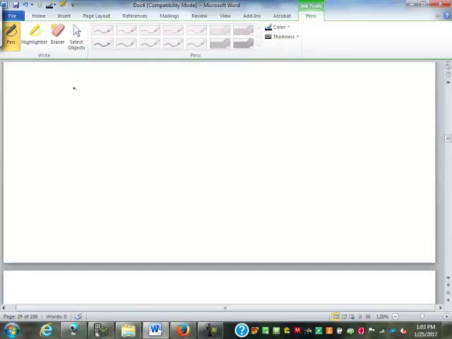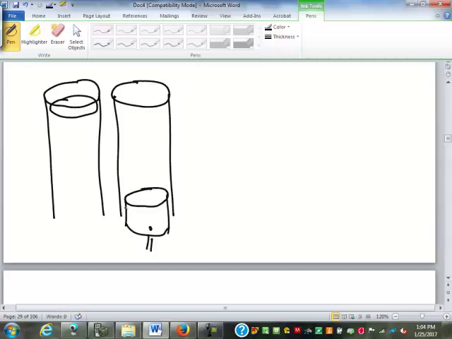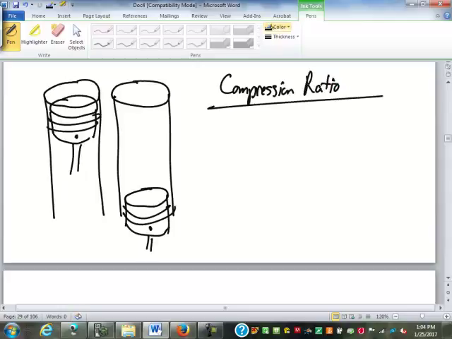I'll do one more mechanical one here before we move on. We're really going to stretch my artwork now. Any guesses? Pistons. We're going to look at compression ratio. Compression ratio is the expanded volume over the compressed volume. So the expanded volume is bottom dead center, the largest volume above the top of the piston in the cylinder that you can get.